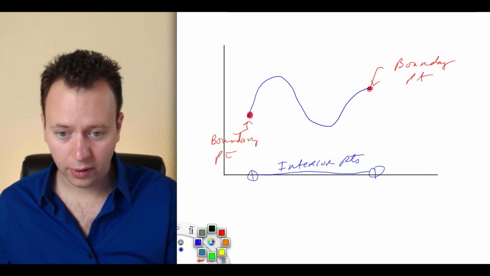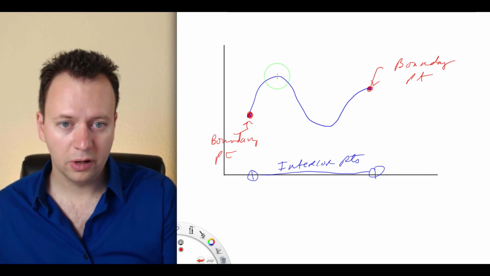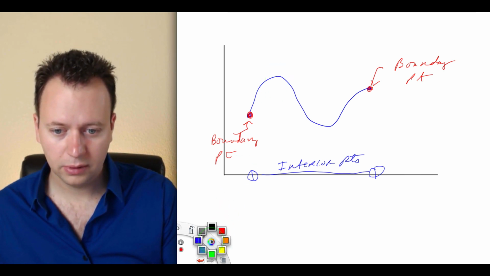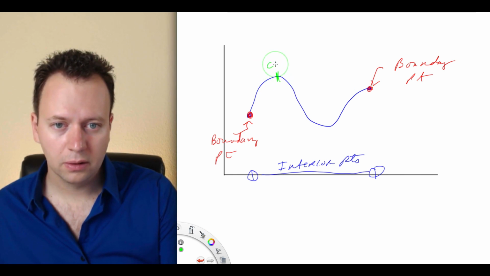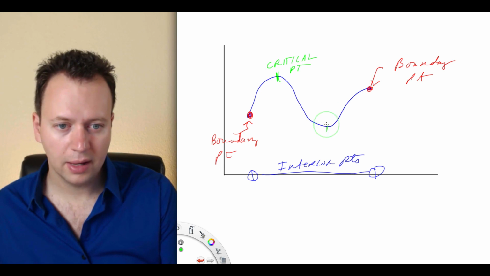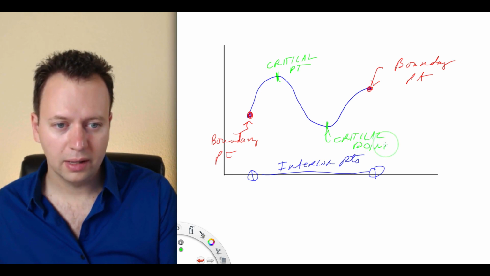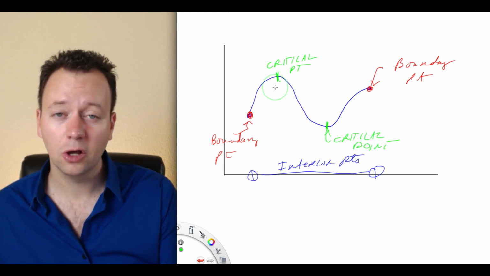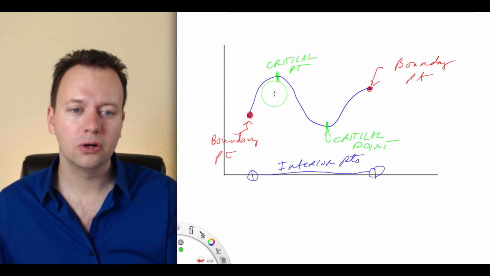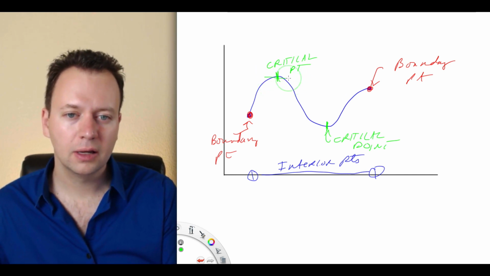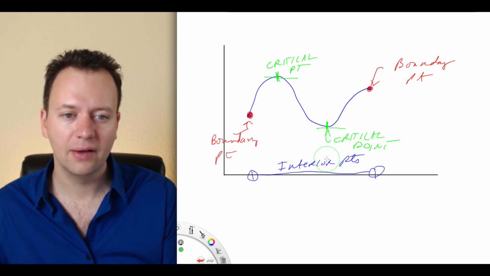Our critical points are going to be, let's do a different color, right here, critical point, and then right down here, critical point, right? Zero slope, zero slope. There are no discontinuities, no kinks in the function, so there are only two critical points. Here I have zero slope, down there I have zero slope.